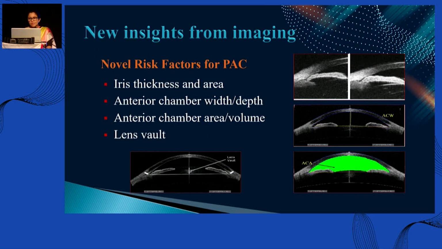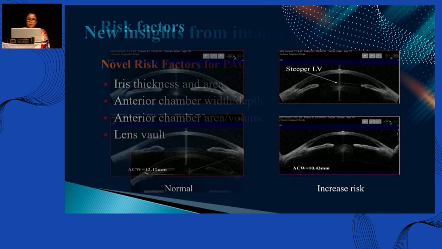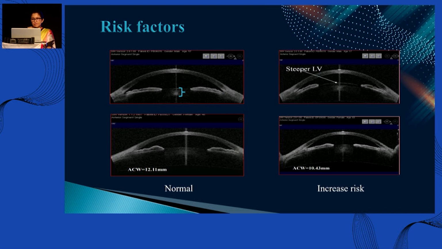So, there are new insights from imaging to assess the risk of development of primary angle closure. The risk factors include increased iris thickness and area, reduced anterior chamber width and depth, reduced anterior chamber area and volume, and steeper lens vault. So, the risk of angle closure is higher with a steeper lens vault and a shorter anterior chamber width.